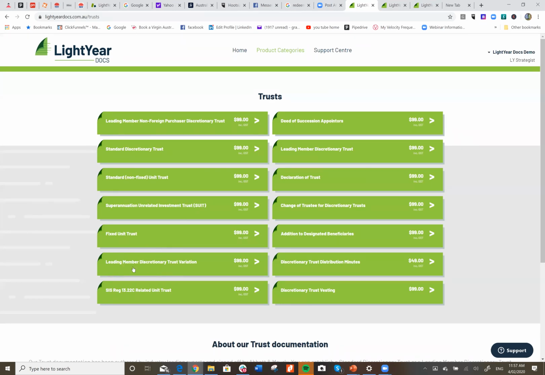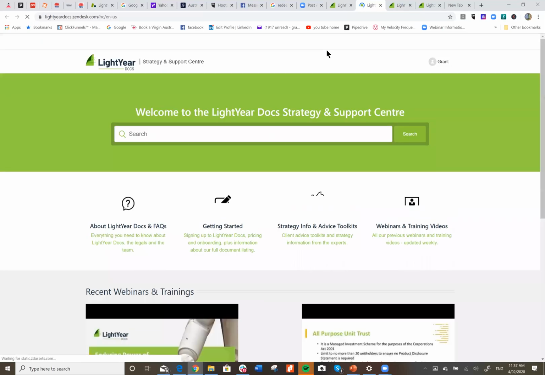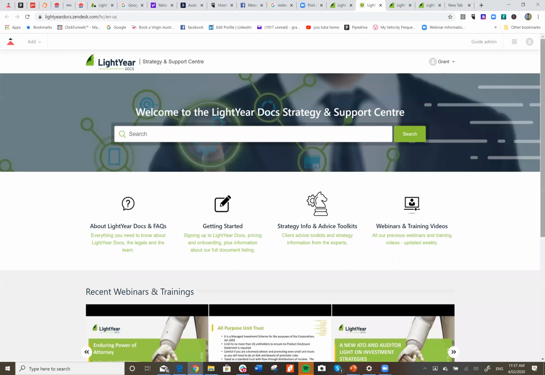The leading member, when I talked about that, that's really bloodline and lineage. Great little one here, related trust, discretionary trust vesting, non-foreign purchases. As I said, there's a lot of stuff there. And again, if you've got something, it's best to come to us and simply say, look, Grant, tell me about this or what should I be using. And I'm more than happy to do that.